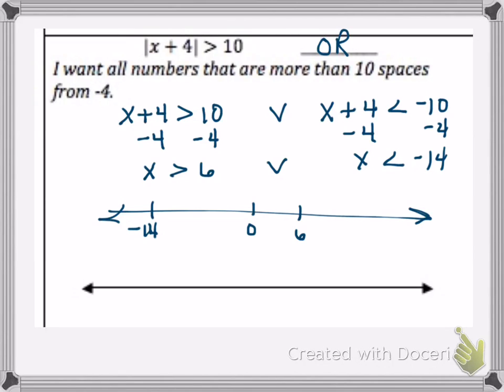So I'm putting my values approximately there, as they might be on the number line. And I want values that are greater than 6. So an open circle on 6, greater than, shading over to the right, or less than negative 14. So an open circle on negative 14, less than, shading to the left.